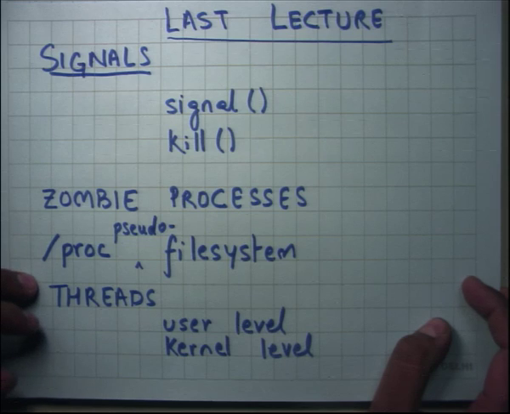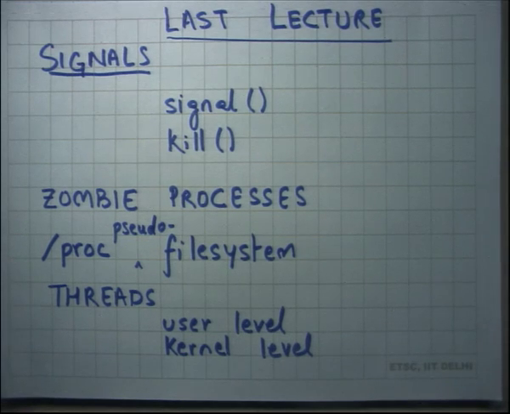Okay, welcome to Operating Systems Lecture 4. In the last lecture, we looked at Unix signals. Signals is another way of doing inter-process communication or communication from the OS to the process, as we saw.